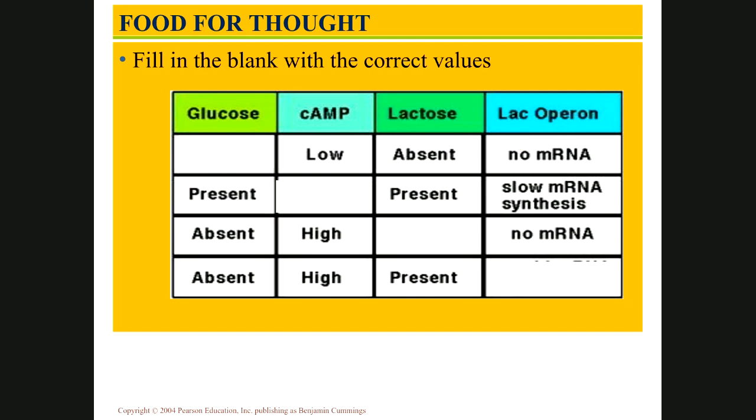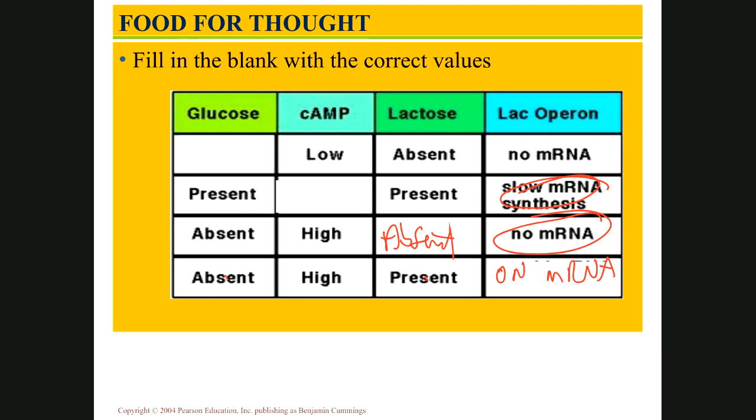If lactose is present and glucose is present, again, there's going to be no transcription going on of the lac operon. If glucose is absent and lactose is absent, again, the lac operon is off. The only time when the lac operon is on is when glucose is absent and lactose is present. Now we have the lac operon on, and there is transcription of the messenger RNA of the lac operon. And that's basically what this last part of the chapter is about.